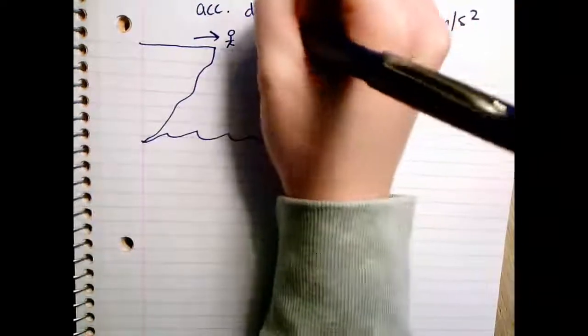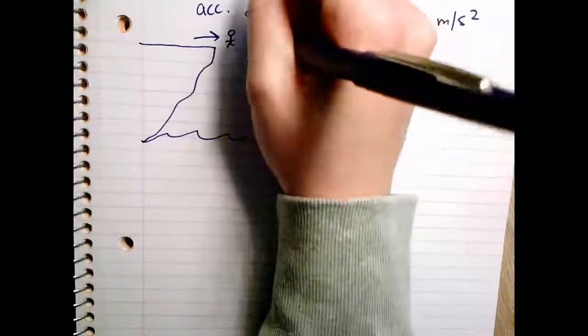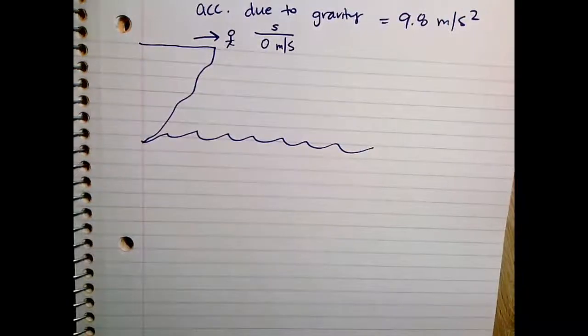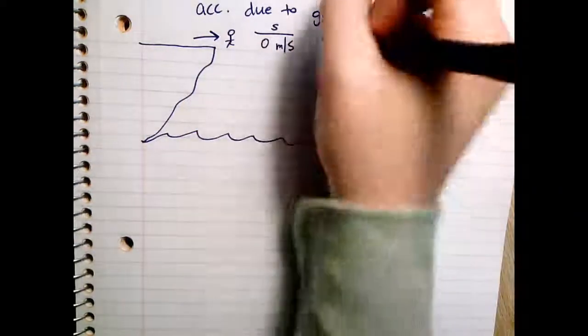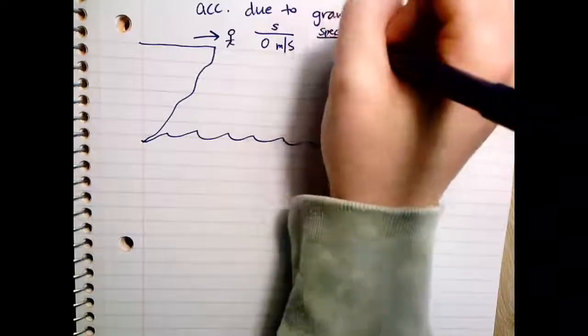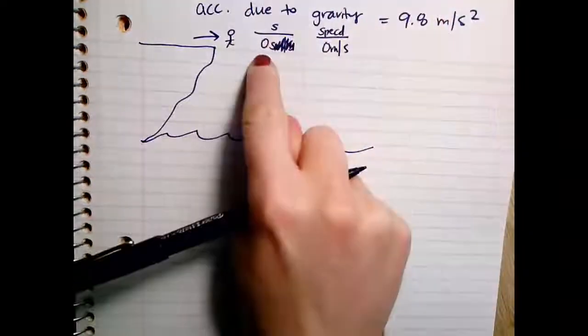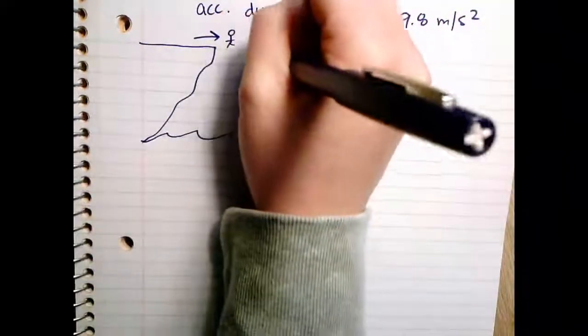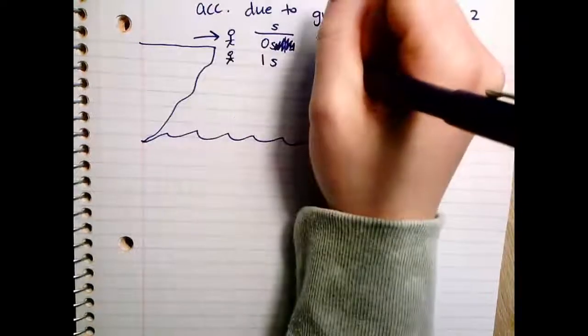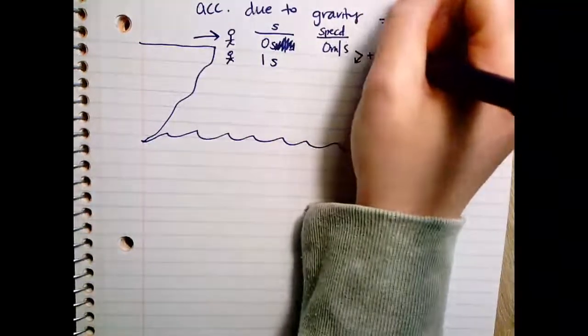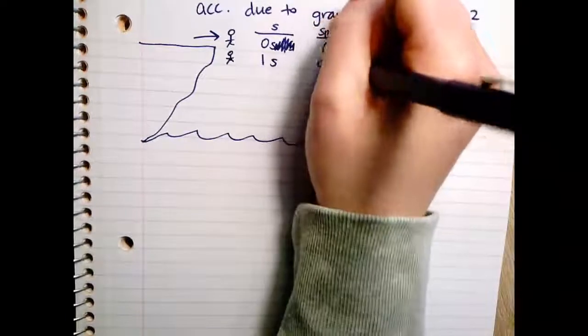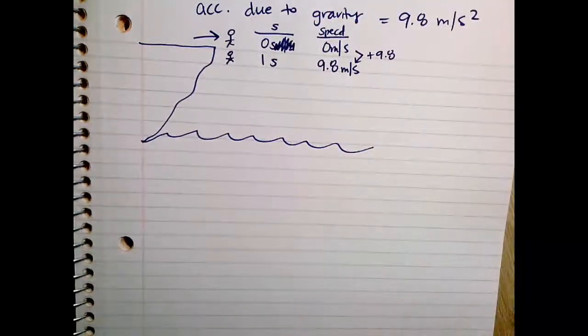If this person jumps off the cliff, its speed starts at 0 meters per second. At 0 seconds, it's 0 meters per second. After 1 second, it's going to increase by that 9.8. So it's going to have a speed of 9.8 meters per second. It's going to increase by 9.8 every single second.